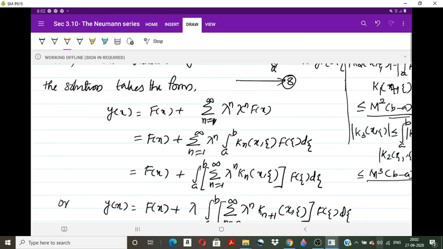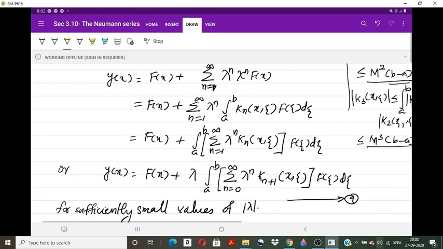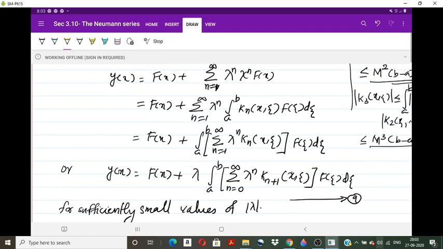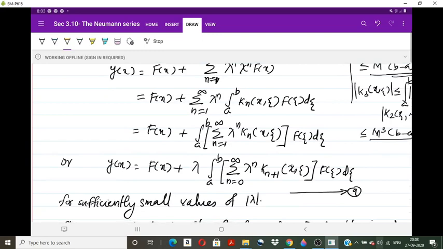Or when we replace n by n plus 1 and take 1 lambda outside the integral, we have f of x y is equal to f of x plus lambda integral a to b summation n equal to 0 to infinity lambda raised to n Kn plus 1 of x zeta, f zeta, d zeta, represented by equation number 9, and this will be the general form of the equation in terms of the iterated kernels. This will be the solution in terms of iterated kernels.